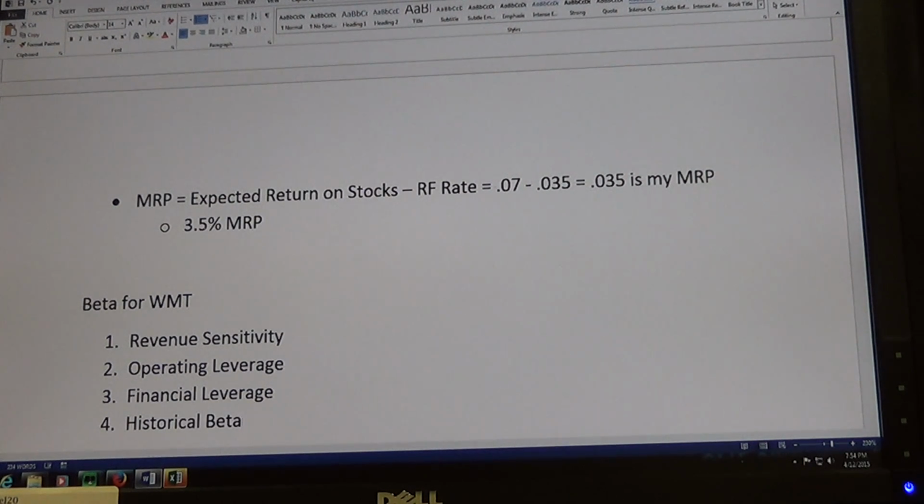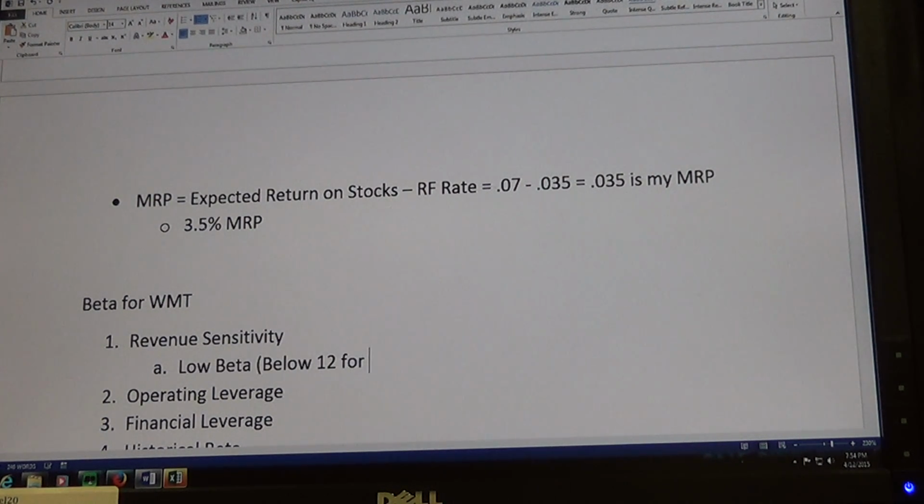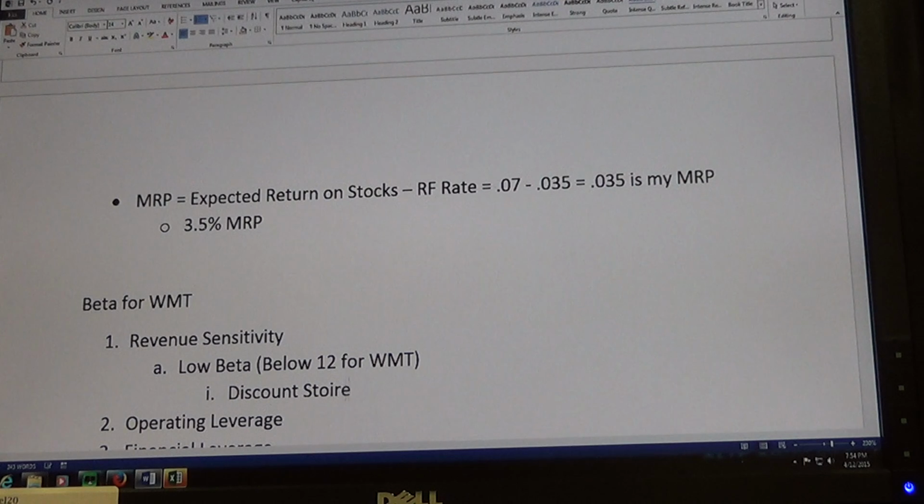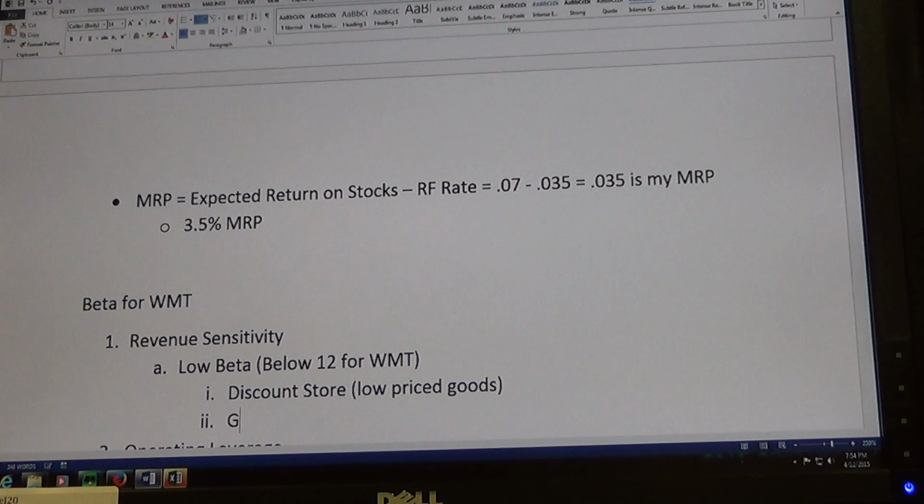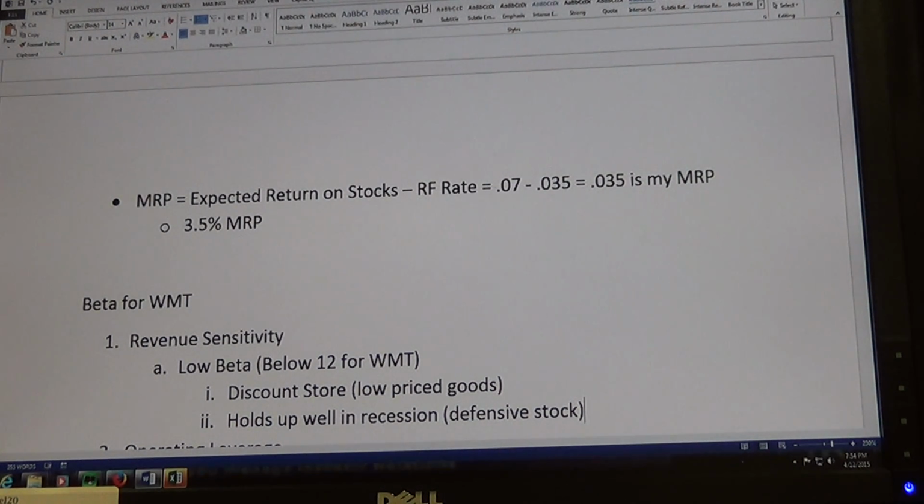I'm not going to do the historical beta in this situation because you have a separate video that shows you how to do that. But when we come to revenue sensitivity, I'm going to say this is a low beta, below 1 for Walmart. It's a discount store. Sells low-priced goods. It will hold up well in a recession. It is a defensive stock. And in fact, they did hold up very well in the 2008 recession. So this is a non-cyclical, a defensive stock that should have a beta below 1.